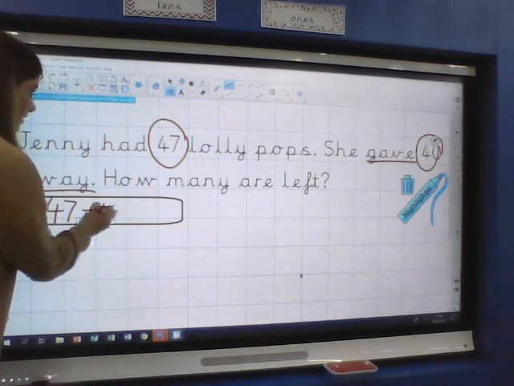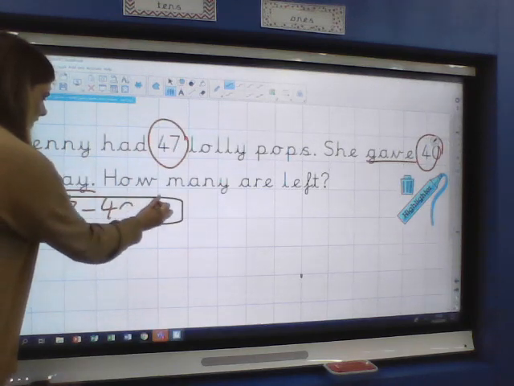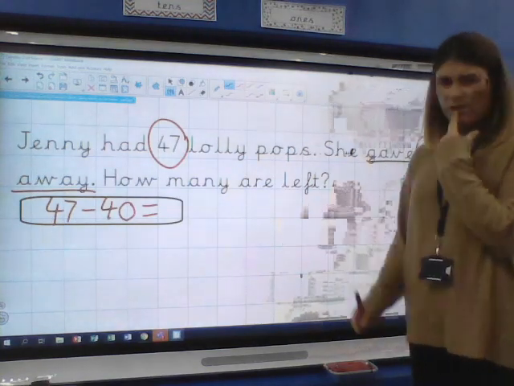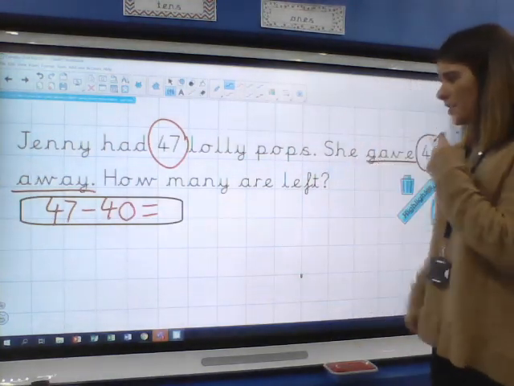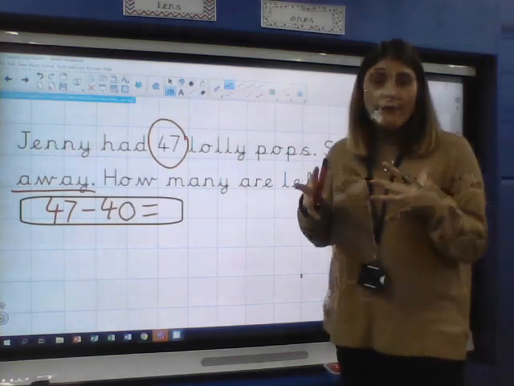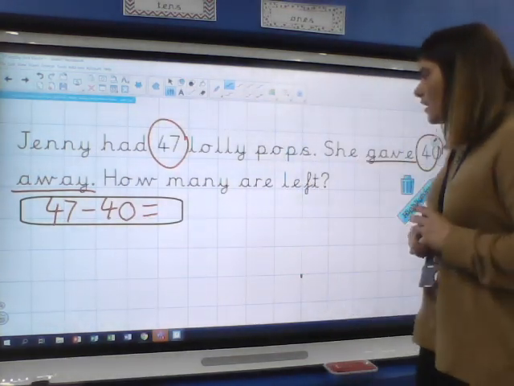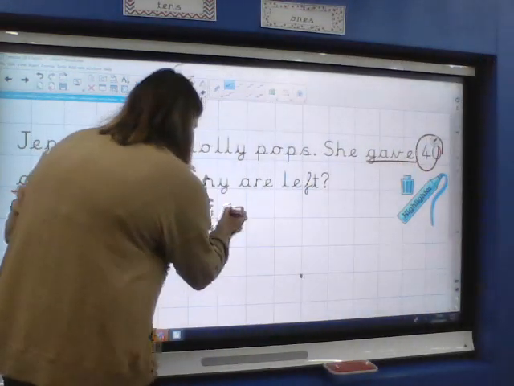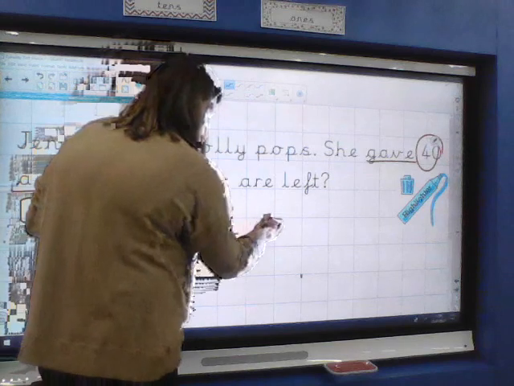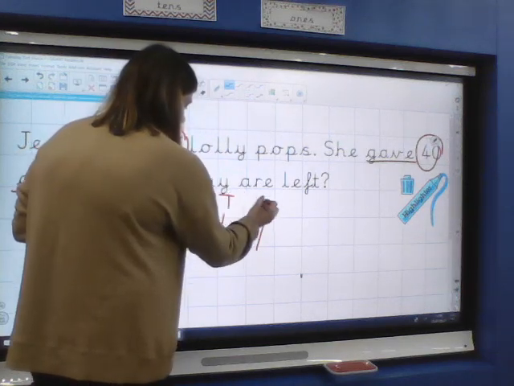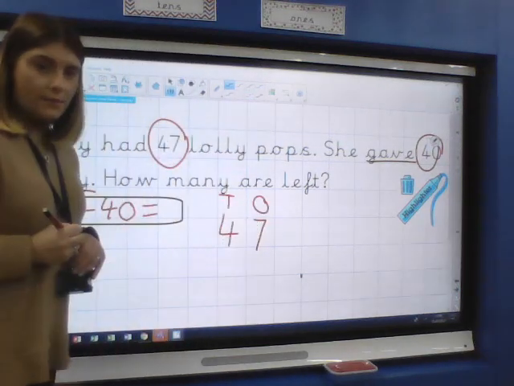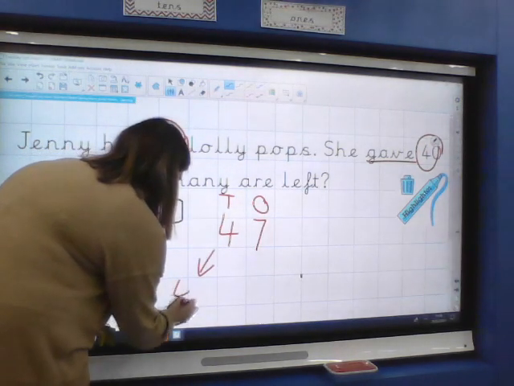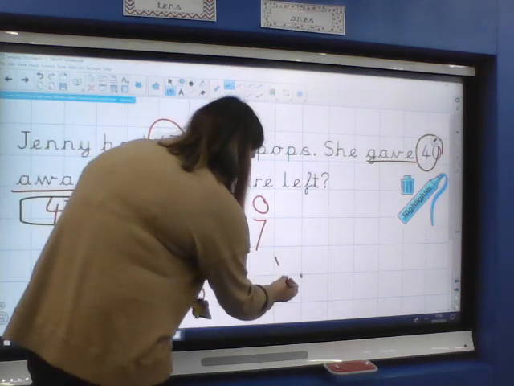47 subtract 40. Oh my goodness. That's really quite tricky. I don't want to count 40 steps back. I don't want to cross out 40. So we're going to have a look at partitioning this time. So let's have a look at what 47 is made of. Well, I've got 47 lollipops. I've got 4 10s and 7 1s. Okay, now 47 is made of 40 and 7.